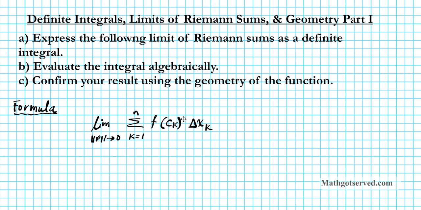This limit right here, the limit of a Riemann sum on an interval [a, b], is equal to, in condensed form, the definite integral from the lower limit of the interval, which is a, all the way to b, of f of x dx. So this is a nice condensed version of representing the limit of a Riemann sum.